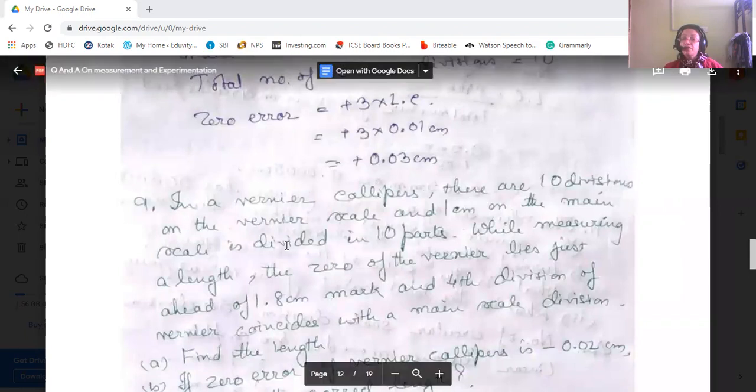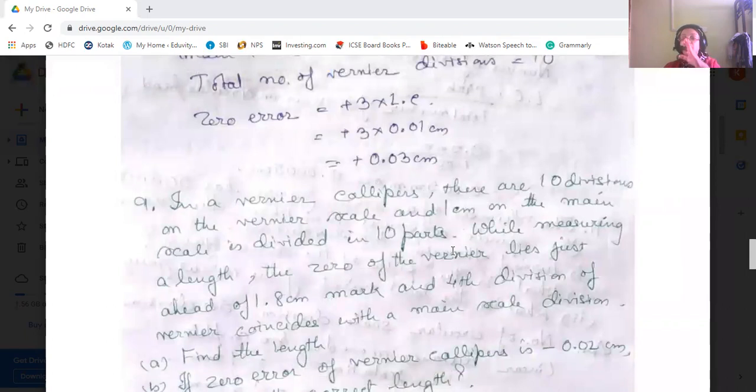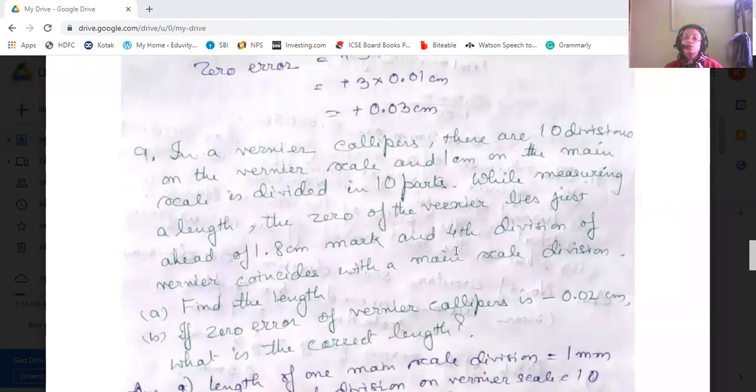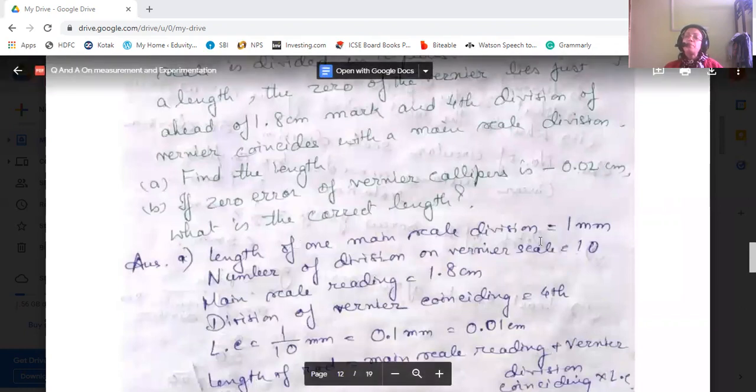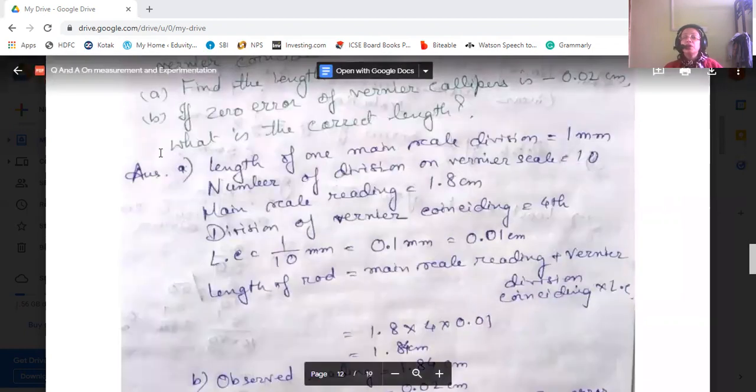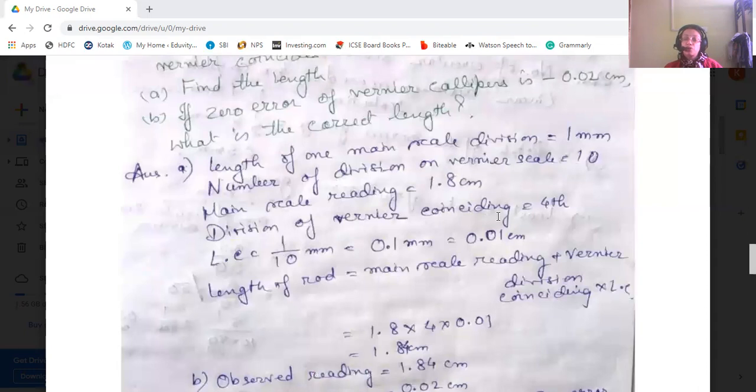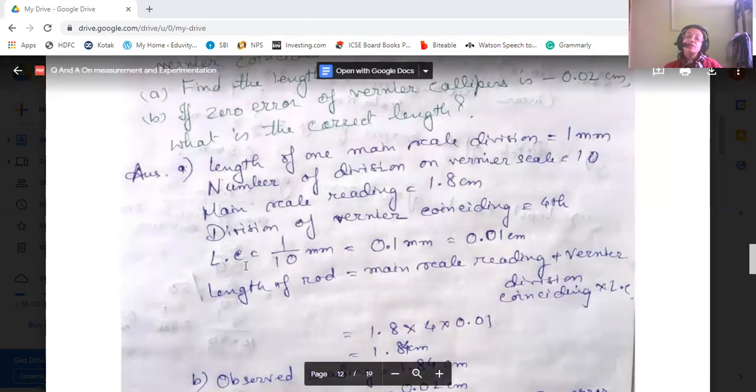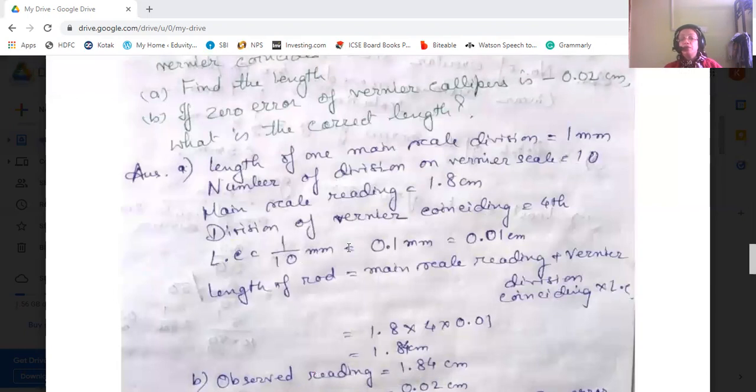In the vernier scale there are 10 divisions, and 1 centimeter of the main scale is divided into 10 parts. So 1 centimeter divided into 10 parts means 1 millimeter each. The length of one main scale division is 1 millimeter, and the number of divisions of the vernier scale is 10. The main scale reading is 1.8 centimeters. The coinciding division of the vernier scale is the fourth mark. Then the least count will be 1 by 10 millimeters, that is 0.01 centimeters.